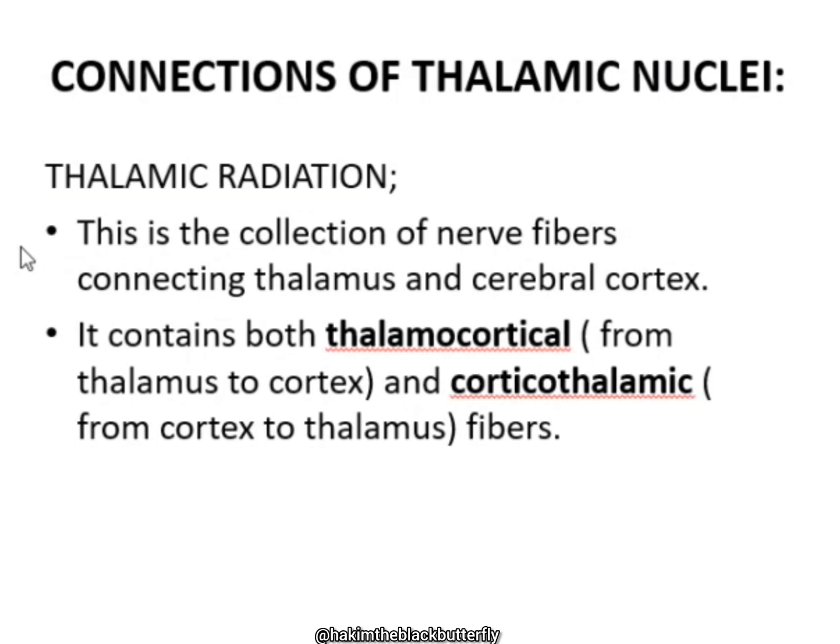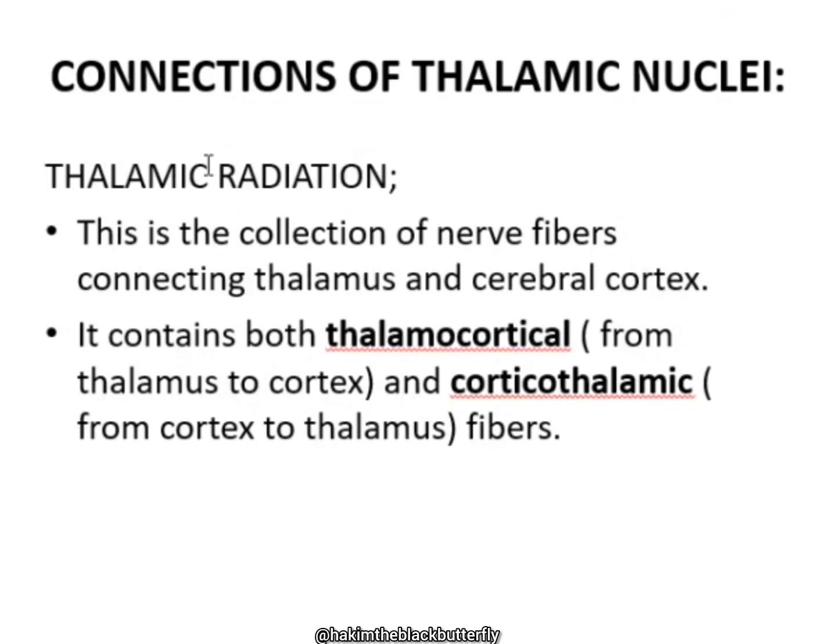Because remember, when information reaches the thalamus, it transmits it to the cerebral cortex. But the cerebral cortex may not receive that information clearly, so it also has to communicate with the thalamus to rectify what is reaching it. So information going to the thalamus and coming from the thalamus is known as the thalamic radiation. Thalamic radiation refers to information coming from the thalamus to go into the cortex, and information coming from the cortex towards the thalamus.